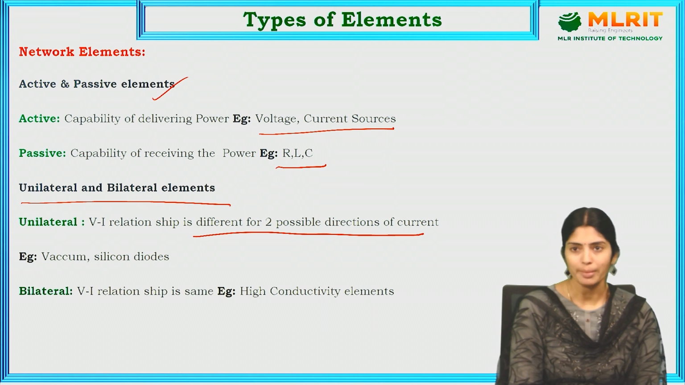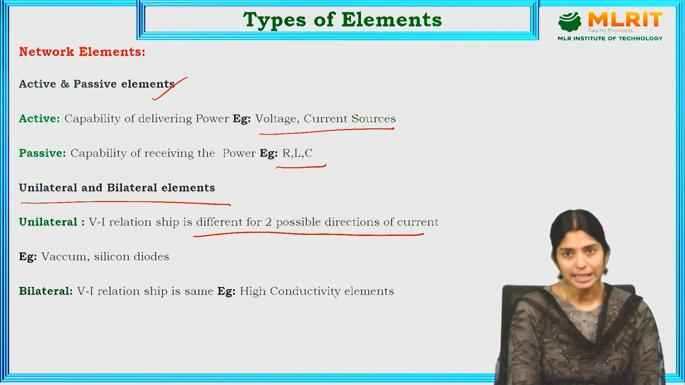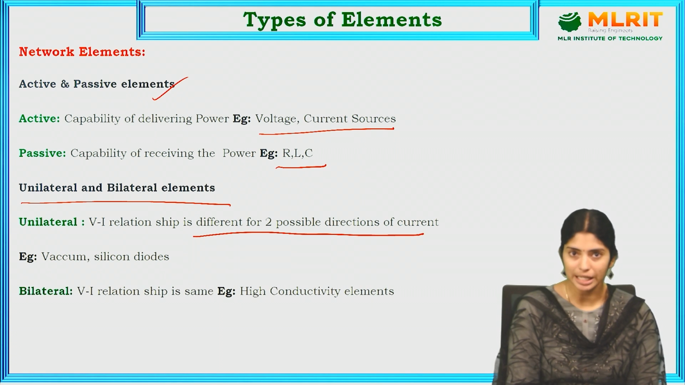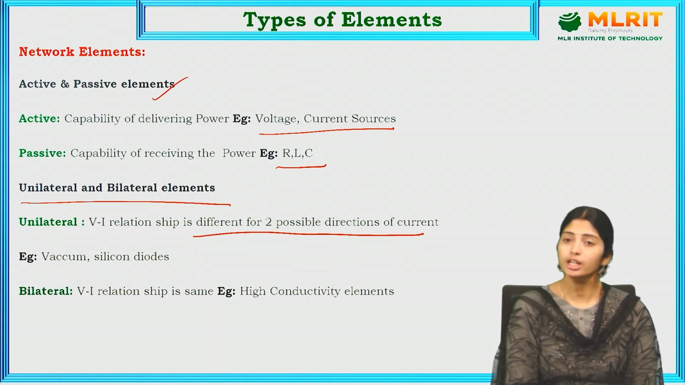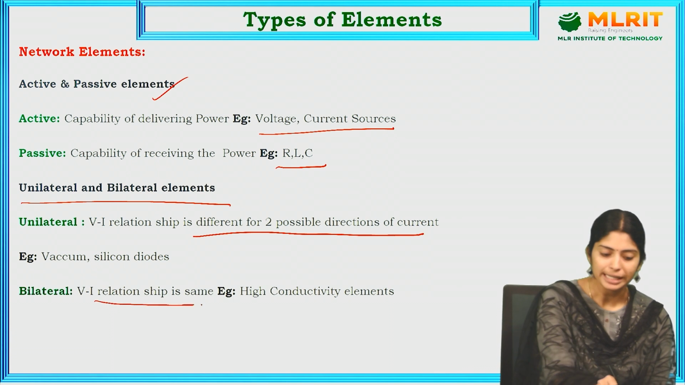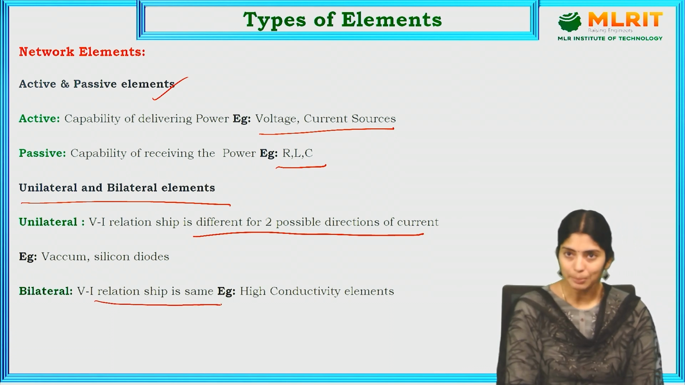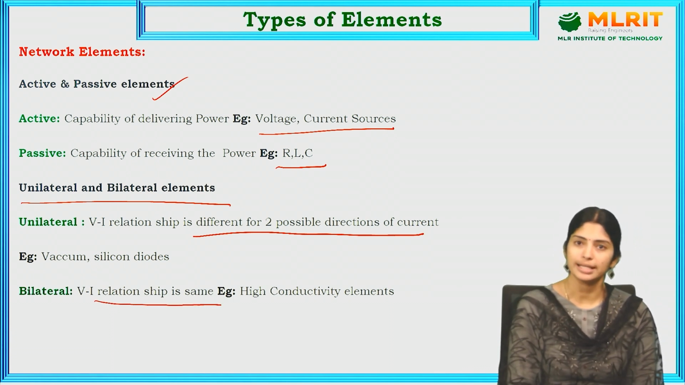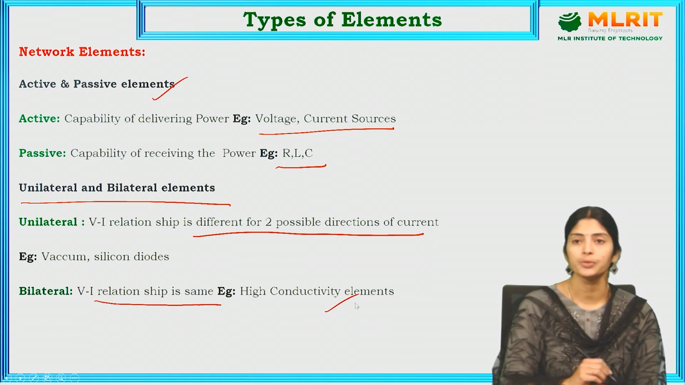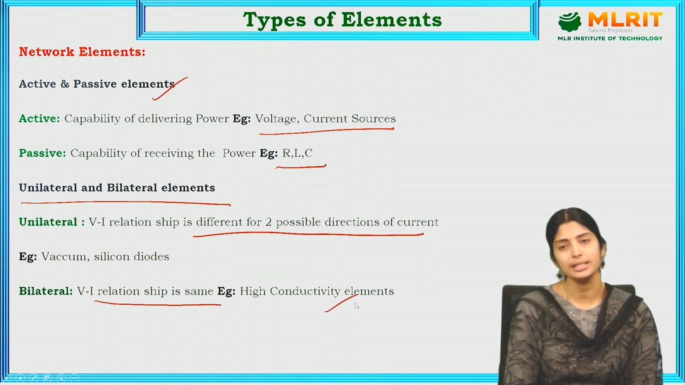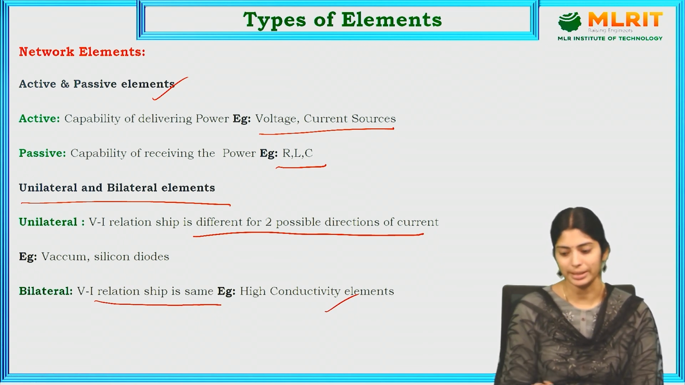Coming to the bilateral elements, in this type of element the voltage current relationship is the same for both possible directions of current. So the VI relationship is the same. Examples of this type of element are high conductivity elements. All high conductivity elements come under the bilateral elements.